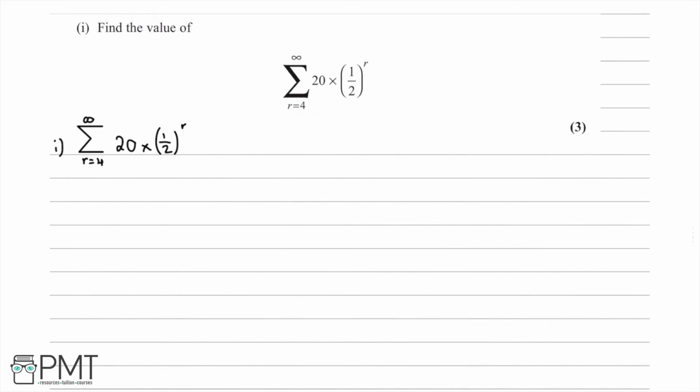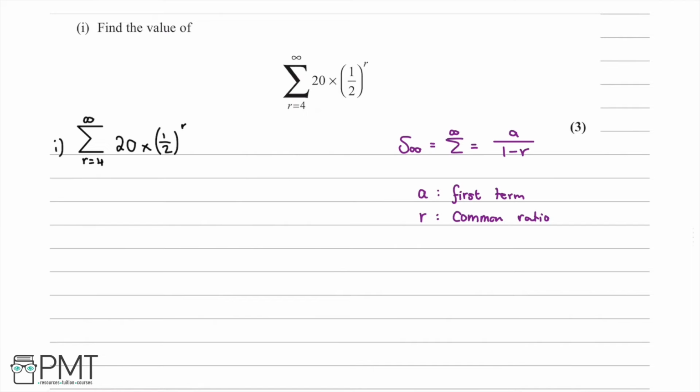So in this question, we're being asked to find the value of the infinite sum from r equals 4 of 20 multiplied by a half to the power of r. So we need to think, what do we know? We know that the infinite sum, which is sometimes denoted by this sigma notation here, is going to be equal to a divided by 1 minus r. This is a formula that you should be familiar with. So we know that a is the first term of the sequence of numbers, and that r is the common ratio.